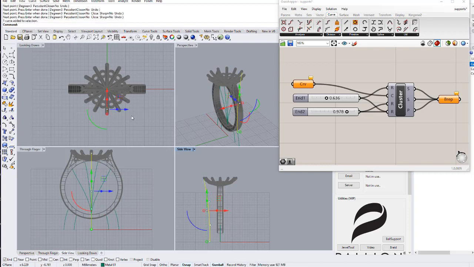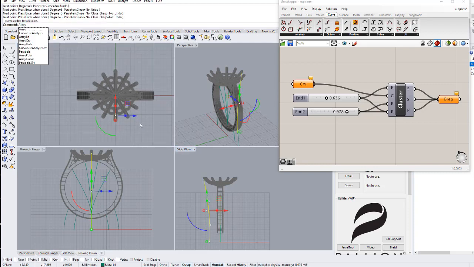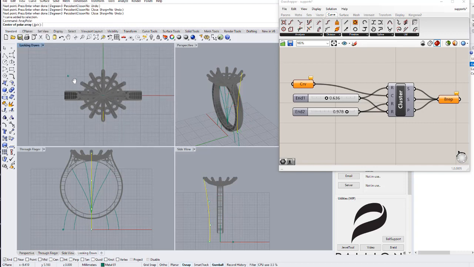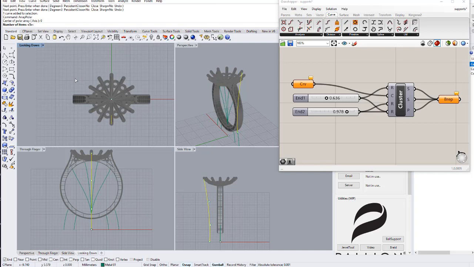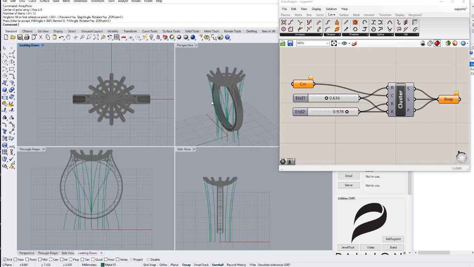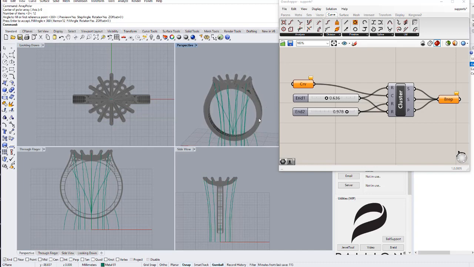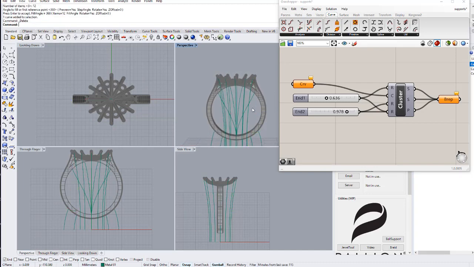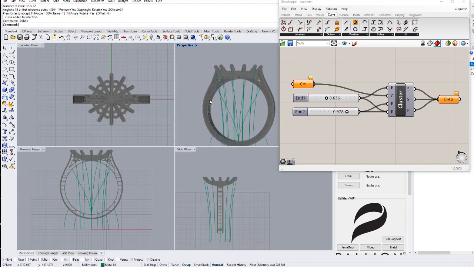Alright, so in the top view, let's array polar around the world origin, which is 0. And how many items do we have? We have 1, 2, 3, 4, 5, 6, 7, 8, 9, 10, 11, 12. So we have 12. Let's have a look at what we got. Yep, we're happy with that. Let's dump it. Now, we generated one more than we needed on the inside here, so let's delete it. And let's delete it.